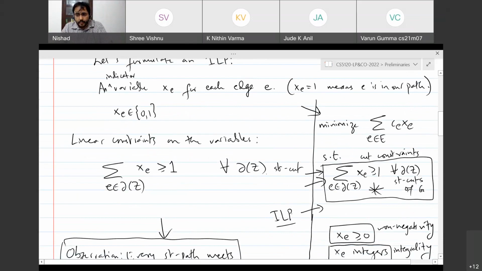So what should the matrix be in this case? We have one constraint for each ST cut, and we want that the sum of the variables corresponding to those edges should be at least one. So can someone suggest what the matrix should be?